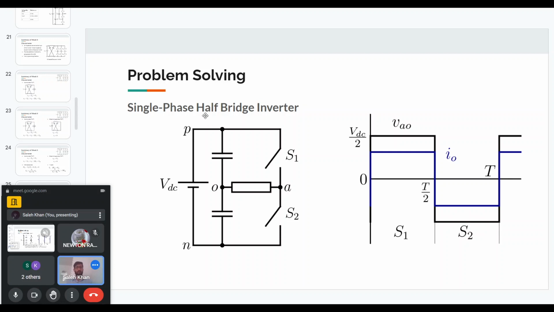So for a full bridge inverter, we will get VDC, but for a half bridge, we will only get VDC by 2. This requires fewer switches, but we get only half the voltage at the output.